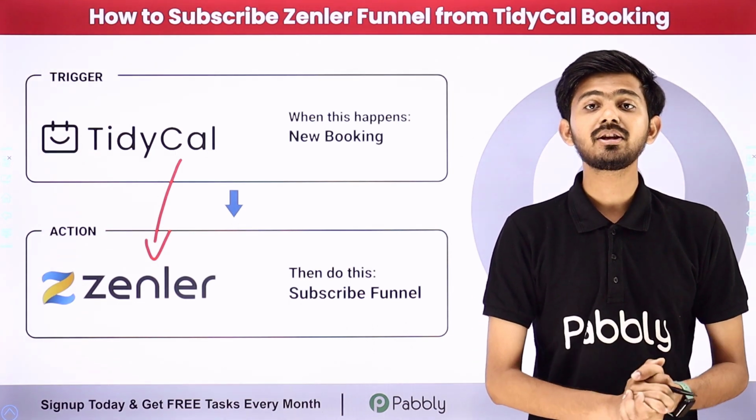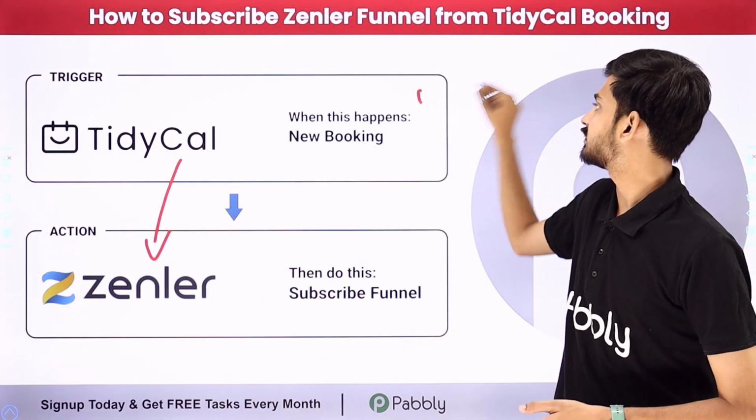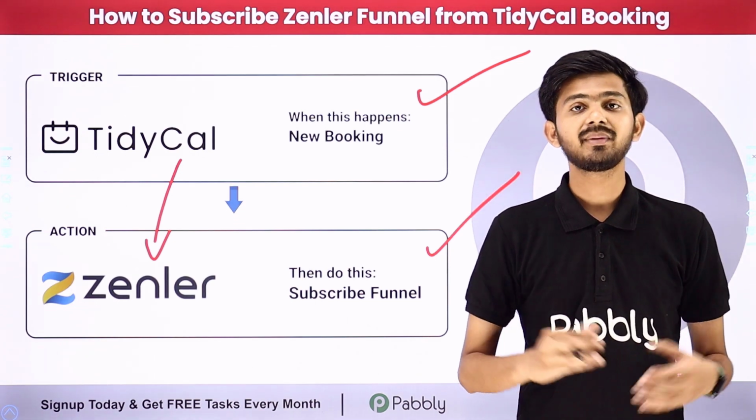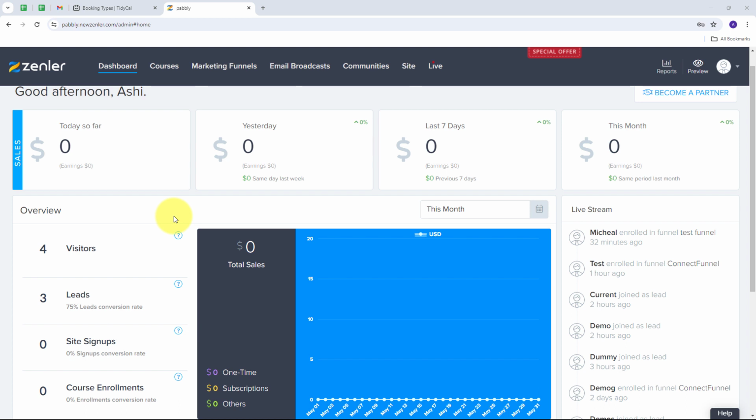In Pabbly Connect, I need to use the concept of trigger and action. In trigger application, I'm going to use TidyCal. In action application, I'm going to use Zenler. So how am I going to build this connection? For that, let me take you to my computer screen. I hope all of you can see my computer screen.